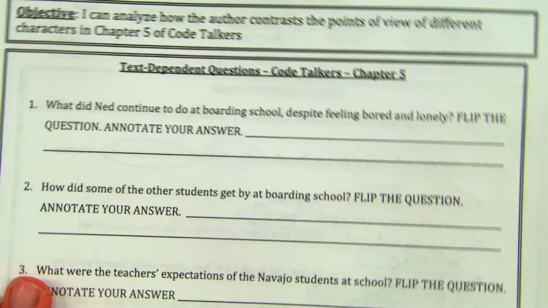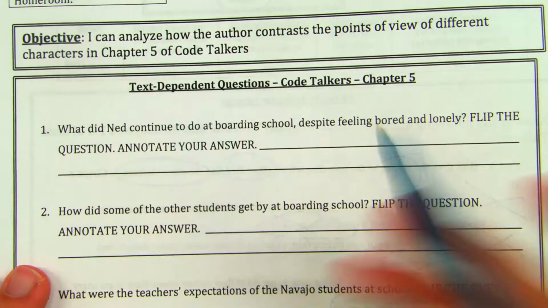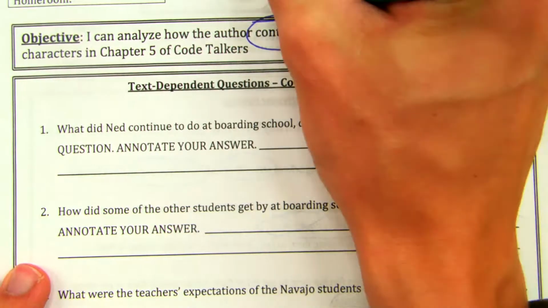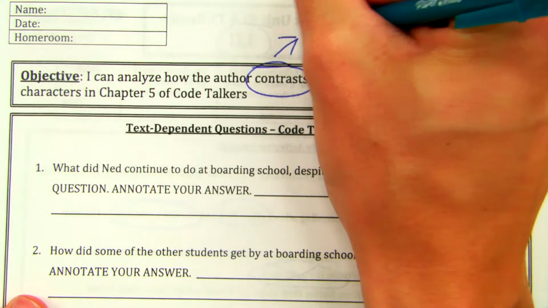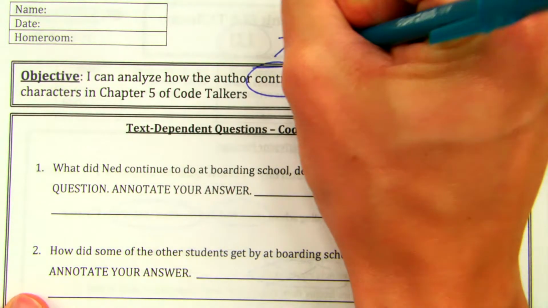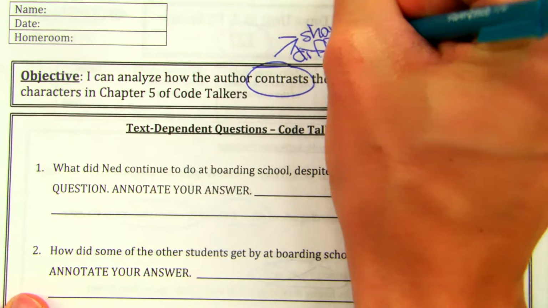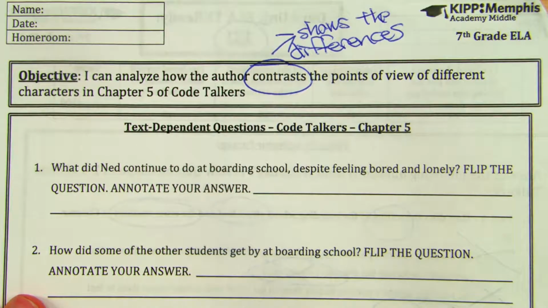Today's objective. Mr. Wilson, will you read it? Yes, I will. Thank you. I can analyze how the author contrasts. Circle the word contrasts. Contrast means it shows the differences. Or you could just write the word differences. Remember, when you compare and contrast two things, you're telling how they're similar and different.